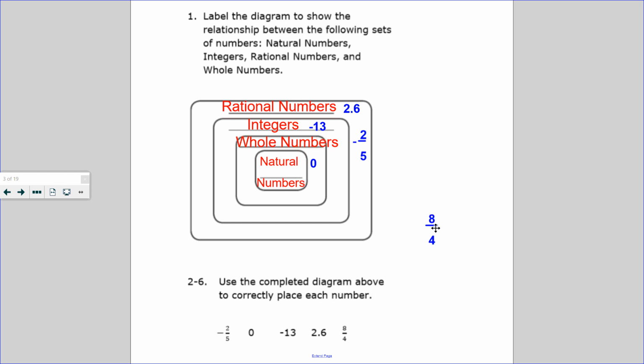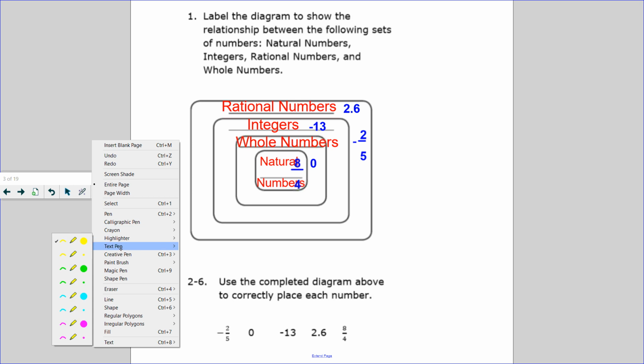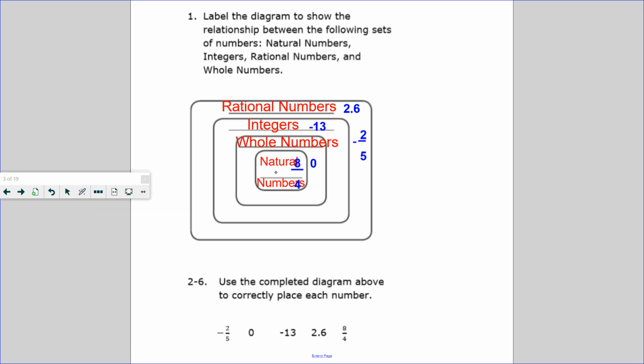8 divided by 4, or how many groups of 4 go in 8? It goes in 2 times. So another way to represent this, let me get my pen, is the number 2. 2 is a natural or counting number. So some of you may have put 8/4 right here under rational number, which is true, but it is best represented under natural number. So some of you may put it under rational, but it really should be under natural or counting number.